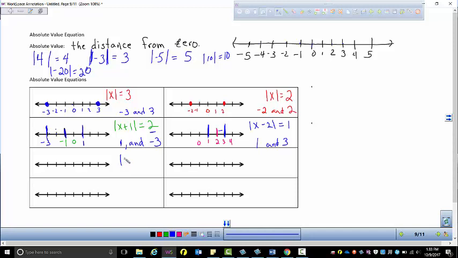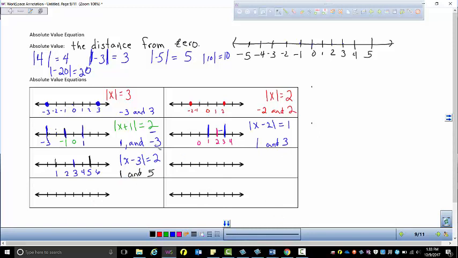We'll try one more. Let's just say we want the absolute value of x minus 3 is equal to 2. So the opposite of minus 3 is positive 3. So that's where I want to start. So 3, 4, 5, 6, 2, 1. So I'm starting here. And I'm going to go 2 to the right, which puts me at 5 for one answer, and then 2 to the left, which gives me 1 for my other answer.